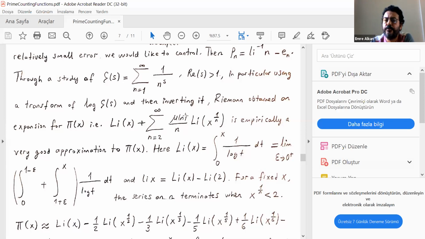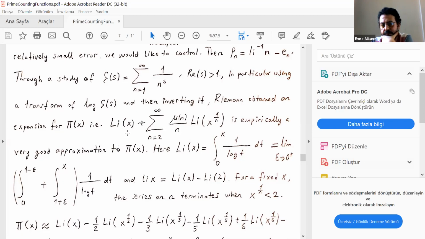By the way, he is not able to prove that pi of x is equal to this, or tell anything about the error. He cannot control the error. He says in the paper that he is well aware of the defects of this approximation, that he cannot control the error, but he poses for later mathematicians to think about this oscillation.